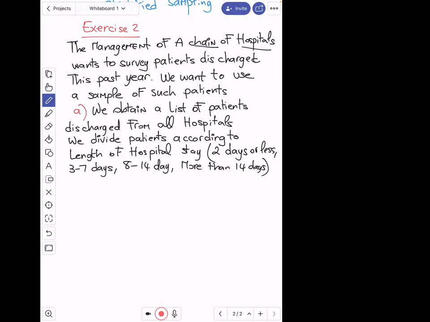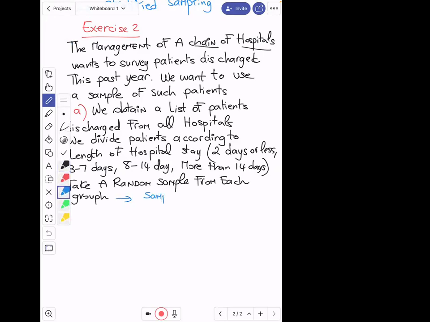And then we're going to take a random sample from each group. A random sample from each group. Okay. So we have to determine the sampling technique used here, right? So what's the sampling technique used here?